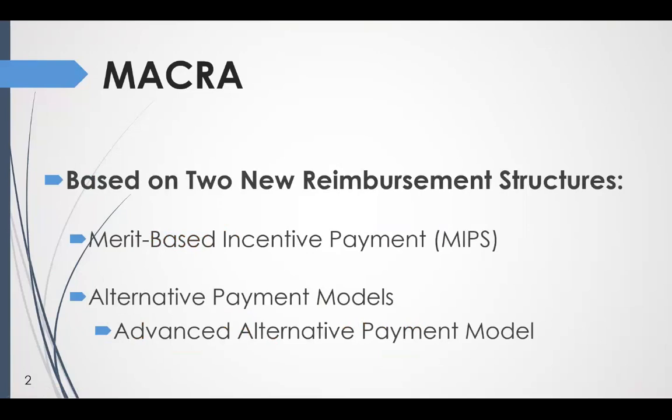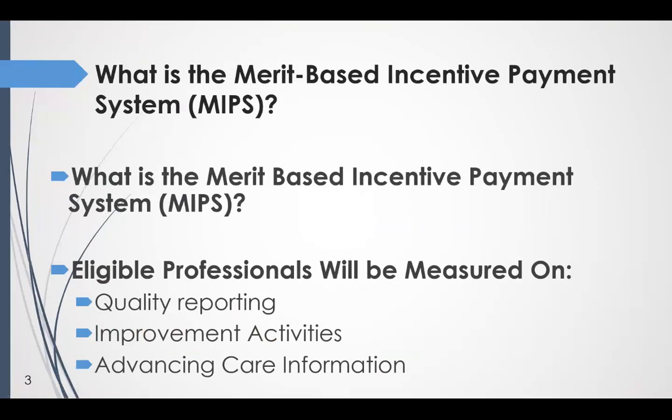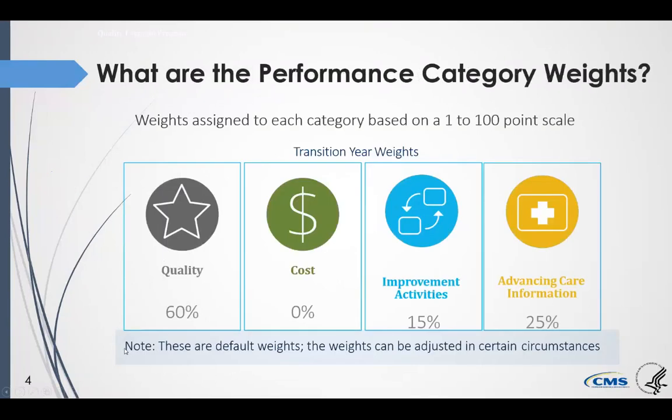So what is the merit-based incentive payment system, which is MIPS? We're going to discuss that, and we're also going to talk about what eligible professionals are going to be measured on. So they're going to be measured on quality reporting, improvement activities, and advancing care information. Considering what is the weightage, how important is each activity? That's what we mean by weight.